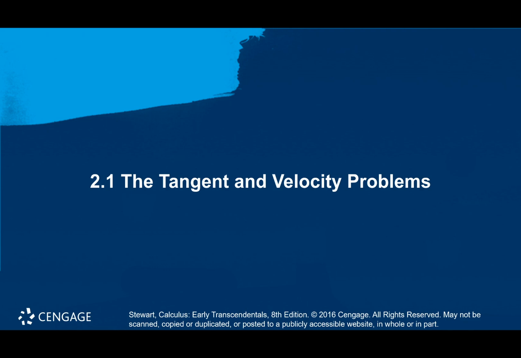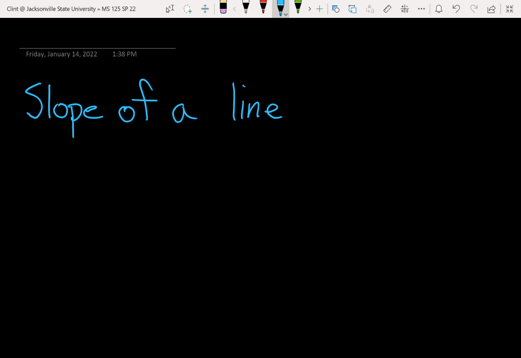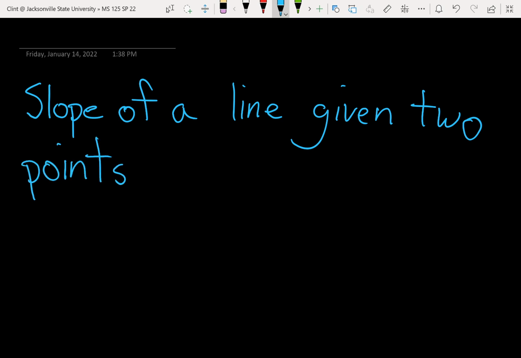Before we actually get into that, let me back out of that for a second and let's review a couple other algebra ideas really quickly to make sure they're fresh in our mind. One thing we need to be pretty familiar with is finding the slope of a line if we're given 2 points.